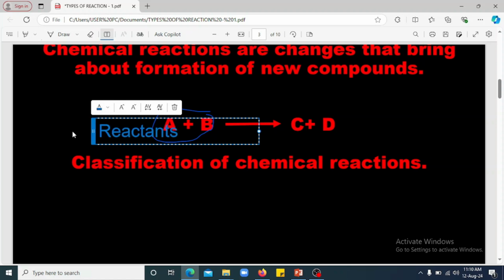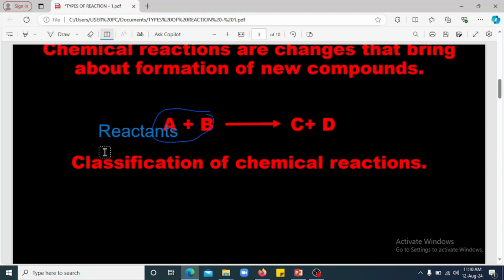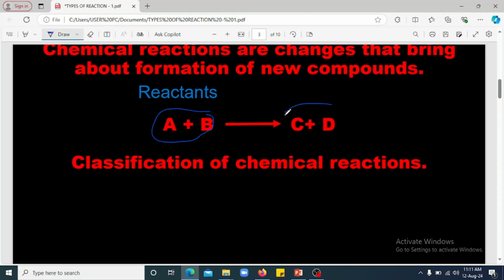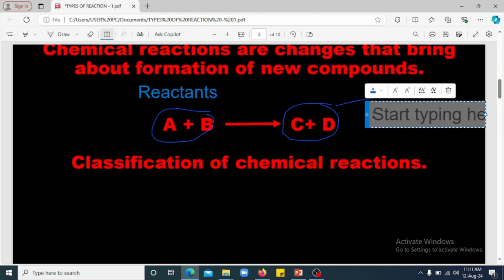So, A and B are called reactants. They are called reactants. A and B reactants. This A and B are called reactants because they come together to react. Now they give C and D. The C and D are called products. Those are the things that arise from the reaction. So we call them products.